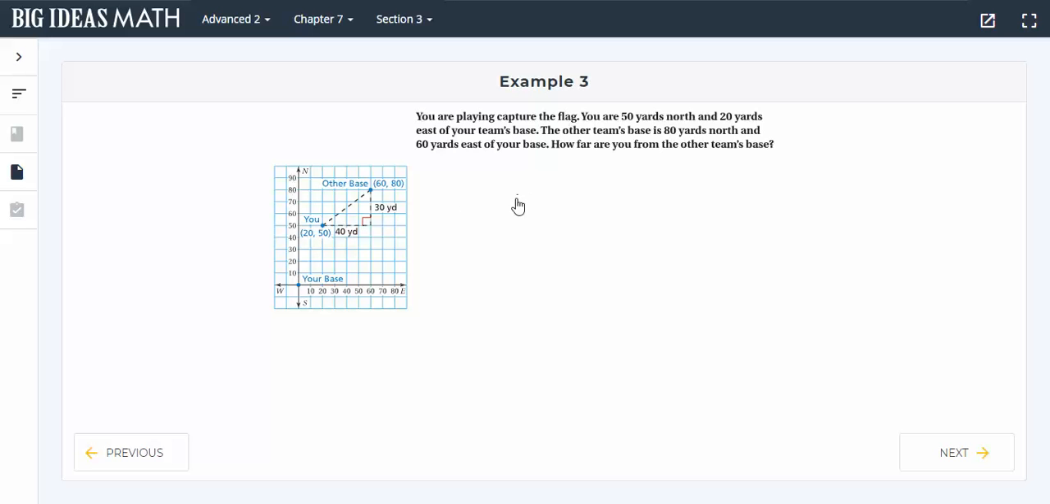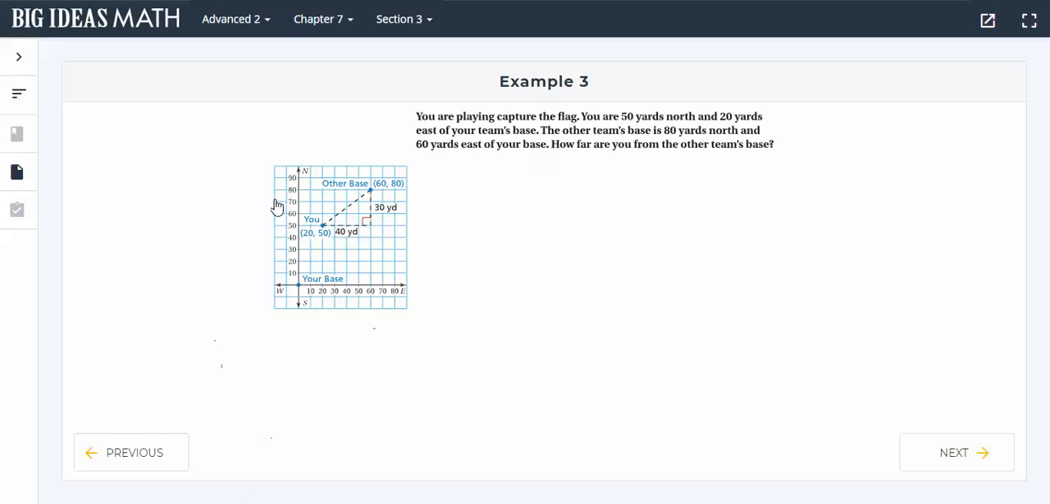Alright guys, we're doing example 3 now from 7.3. It says you're playing capture the flag. You are 50 yards north and 20 yards east of your team's base. The other team's base is 80 yards north and 60 yards east of your base. How far are you from the other team's base?